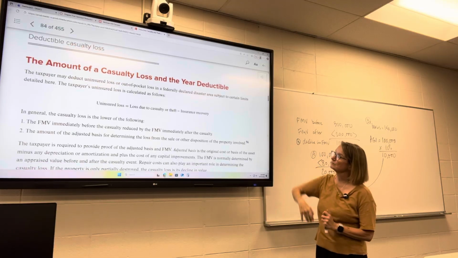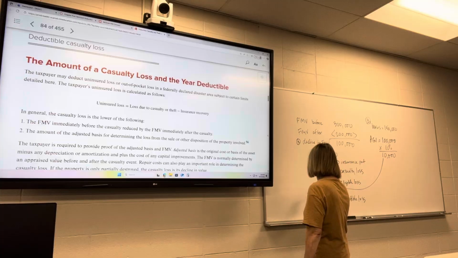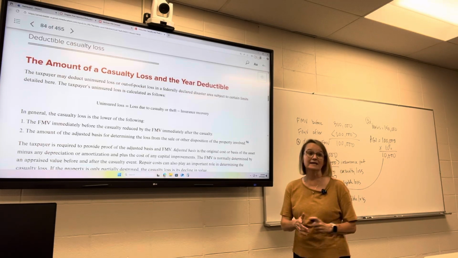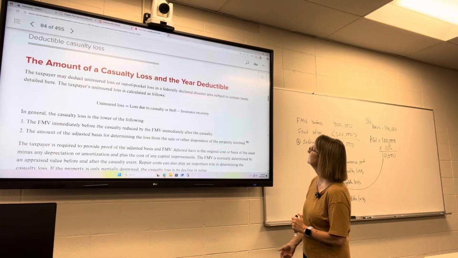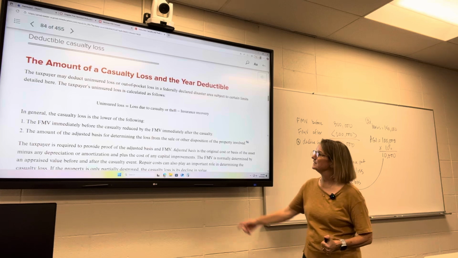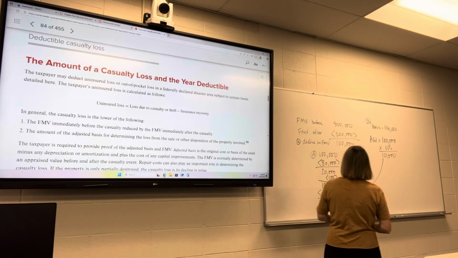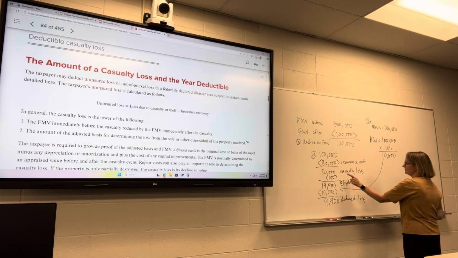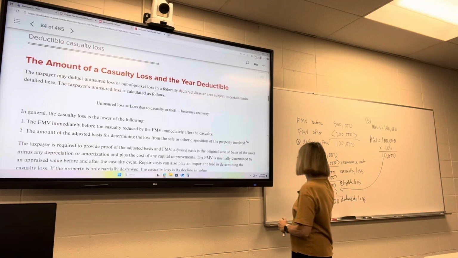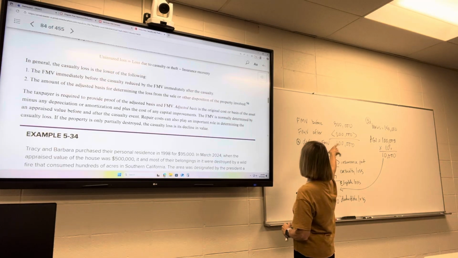So the taxpayer can deduct the uninsured loss. This is essentially what our uninsured loss is, or out-of-pocket loss, in a federally declared disaster area, again, this has to be a federally declared disaster area, subject to certain limits. Uninsured loss would be the loss due to the casualty or theft minus any insurance recovery. So there's our casualty loss, but then we're going to further be limited to those amounts. So this is just going through the same calculation we just did.